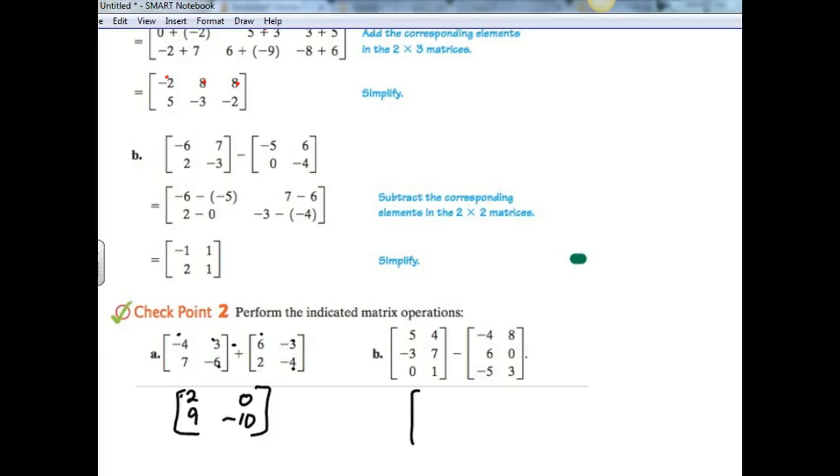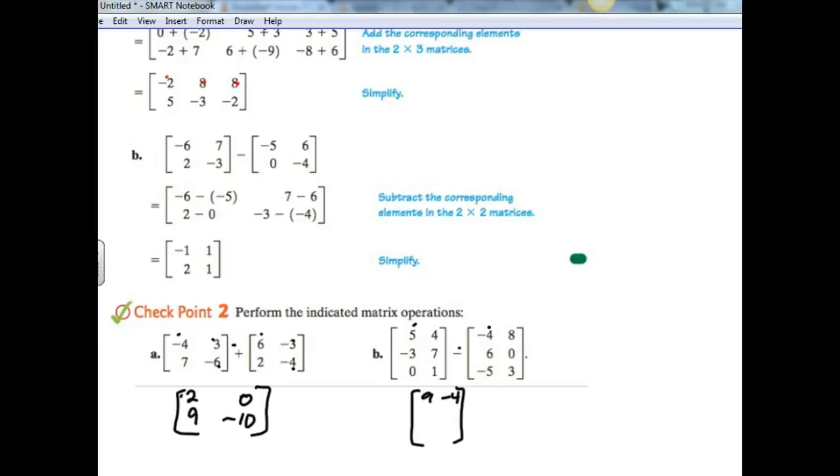Now, this one is a 3 by 2 because there's 3 rows and 2 columns. And again, I'm subtracting the specific coordinating parts of the matrix. So first row, first column. So 5 minus negative 4. You have 2 minuses there, so that's a plus. That's going to give you 9. Then 4 minus 8 is going to give you negative 4.